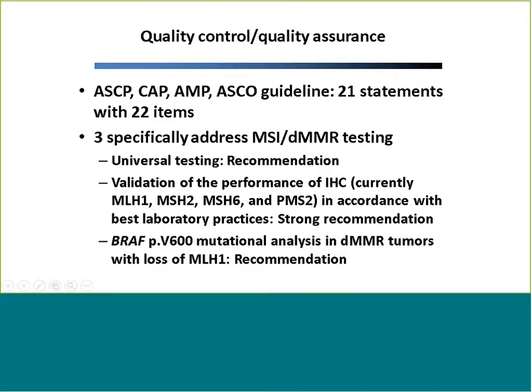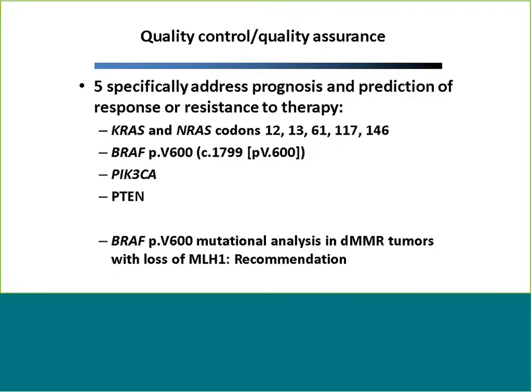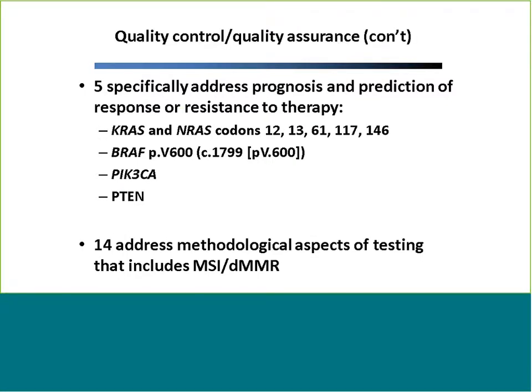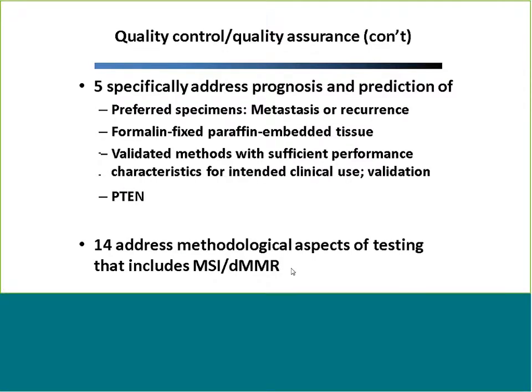That is the recommendation that it be universal, to validate the performance of the immunohistochemistry in accordance with best laboratory practices, not something you read in any of the other papers that are out there. And finally, BRAF V600 mutational analysis with loss of MLH1 to try to define whether the patient is sporadic or has Lynch syndrome. There are 5 that are related to prognosis and predictions of response to therapy. But what I want to particularly call attention to is this. 14 of the recommendations address methodological issues related to the quality of the testing. And this is a key element to it.